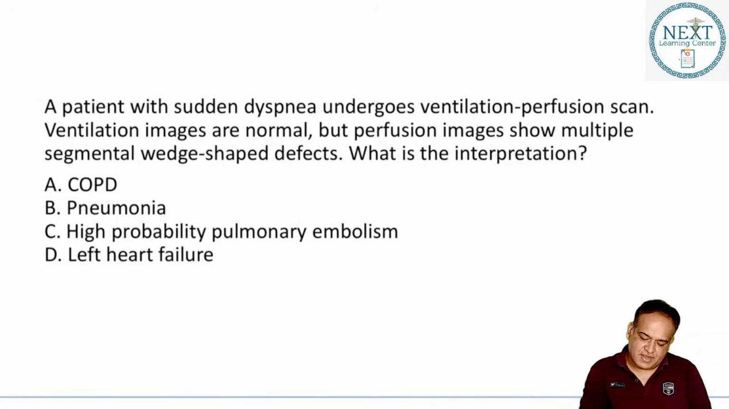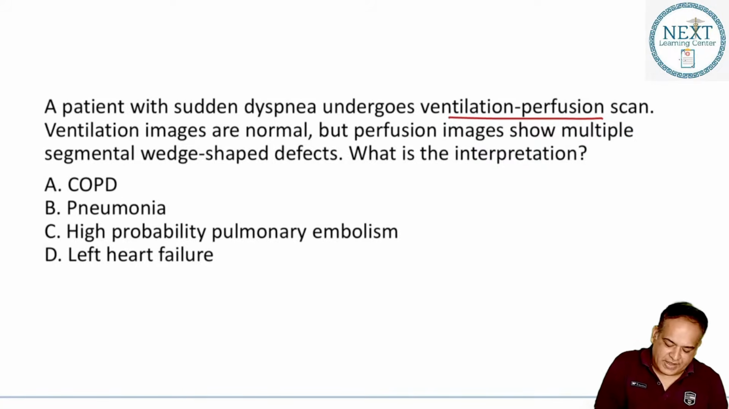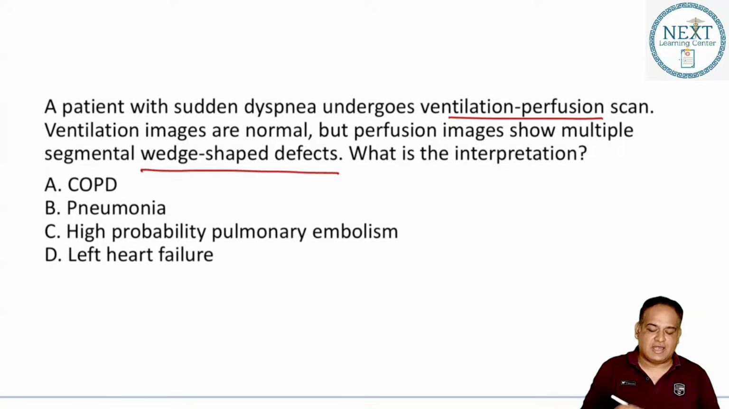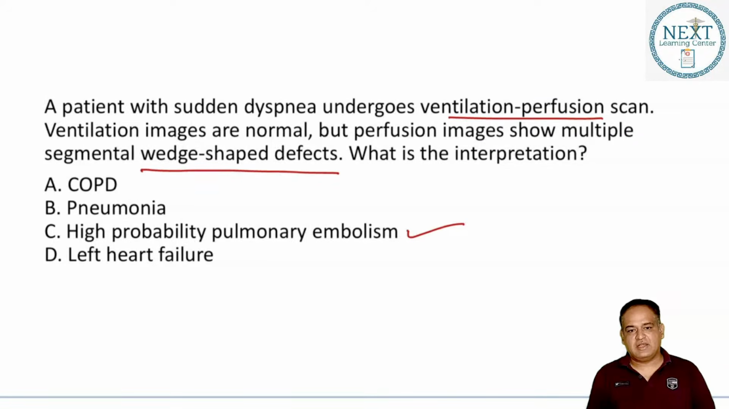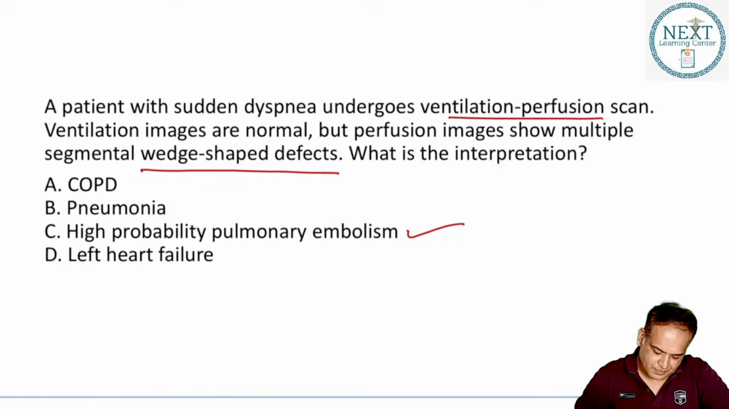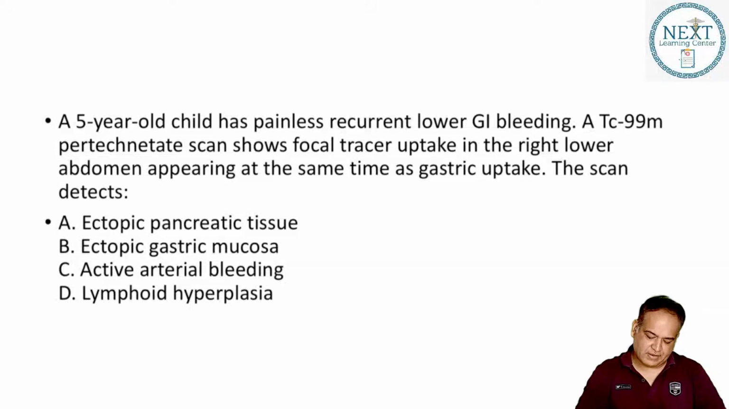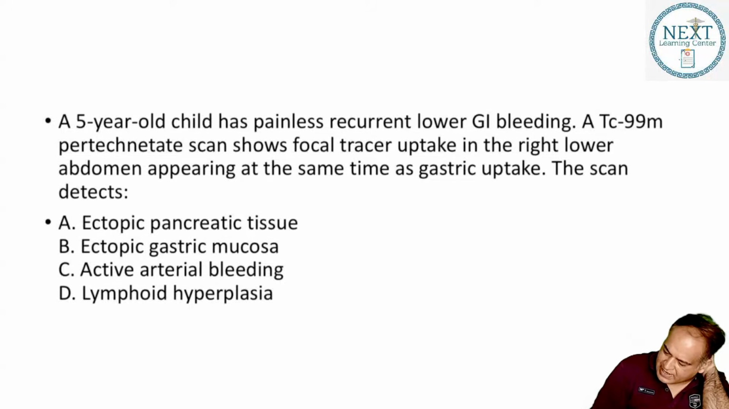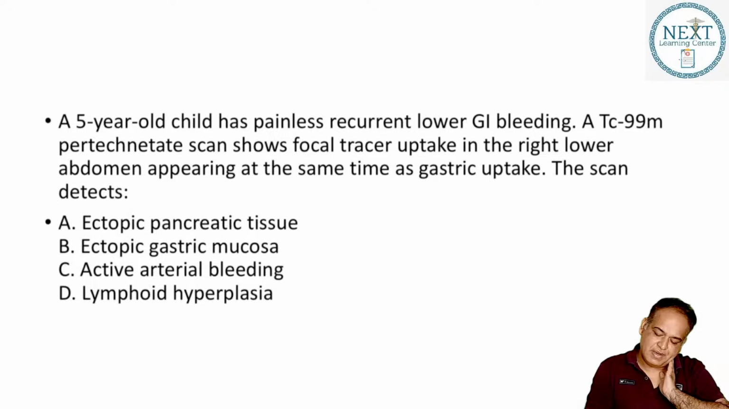A patient with sudden dyspnea undergoes ventilation perfusion scan. This is nuclear medicine. Ventilation images are normal, but perfusion images show multiple segmental wedge-shaped defects. So that means your patient is definitely suffering from pulmonary embolism. Ventilation perfusion mismatch.